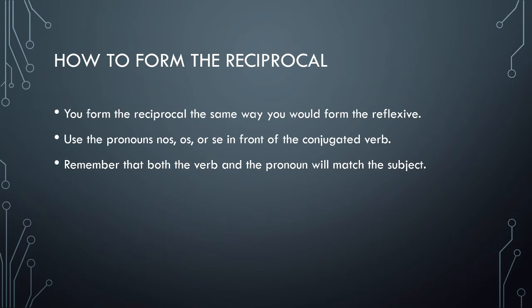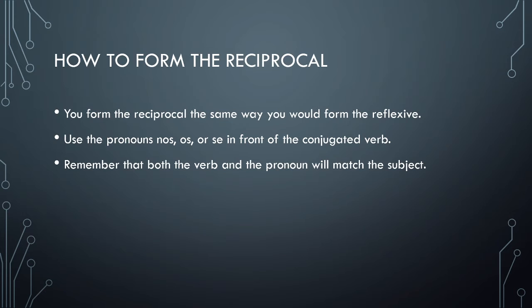So you're going to use what looks like the reflexive pronouns to indicate that this is happening. You'll use nos. If you use the vosotros form, you would use os, or if you're in the ustedes, ellos, or ellas form, you're going to use se in front of the conjugated verb, just like if we were doing the reflexive. And then because this happens with multiple people, we aren't going to use the me, the te, the se, the singular form of se, because everybody has to be doing it to each other.